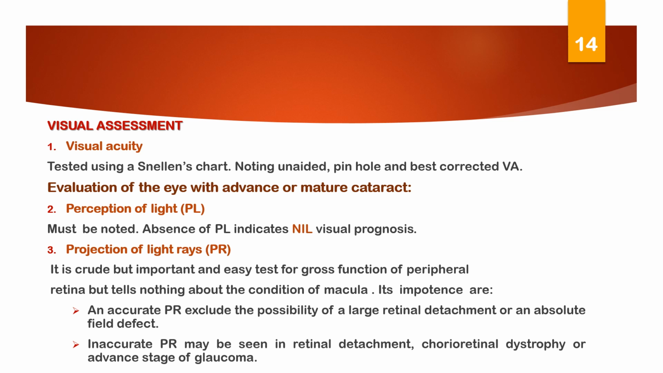It is a crude but important and easy test for the gross function of the peripheral retina, but tells nothing about the condition of the macula. Its importance is that an accurate PR excludes the possibility of a large retinal detachment or an absolute field defect. Inaccurate PR may be seen in retinal detachment, chorioretinal dystrophy, or advanced stage of glaucoma.